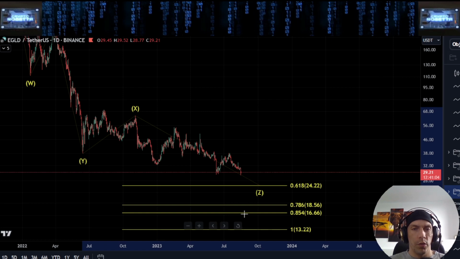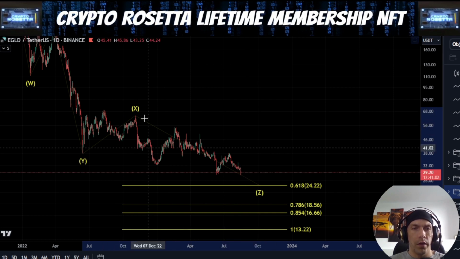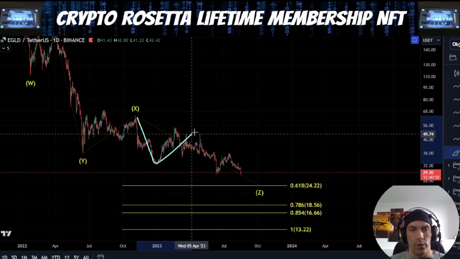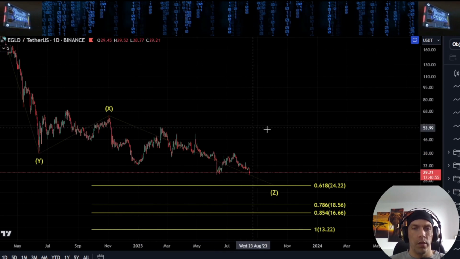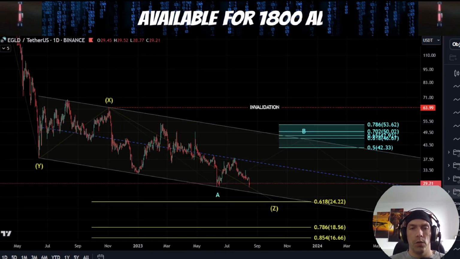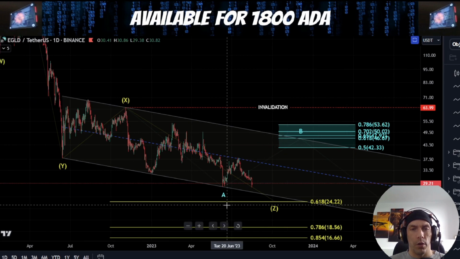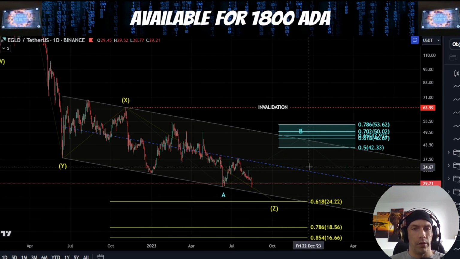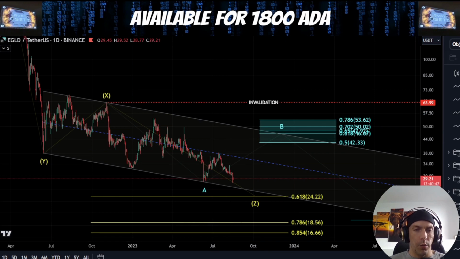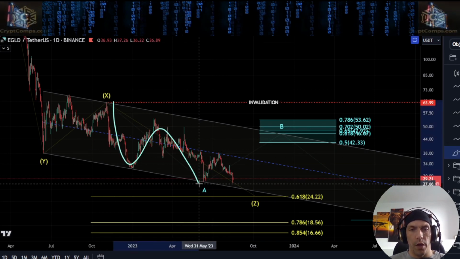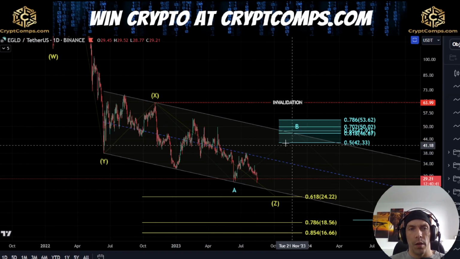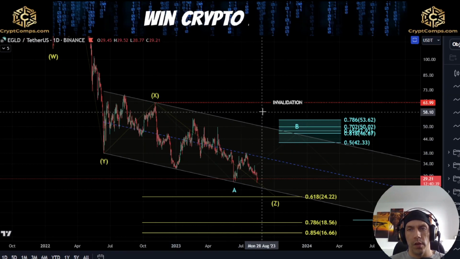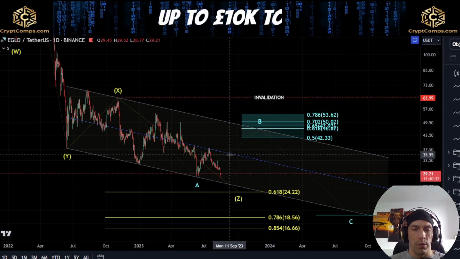Now, it is also possible here, instead of looking at this as a diagonal, what we could say is that we just have this as W, X, and Y. Now, if this is just a WXY pattern into this low, what this would mean is that this could still form a bigger corrective structure. Now, we don't like to see a WXY in a Z wave, and what I'd be looking out for here is that if this is WXY here, what we could start to see is a bigger B wave pattern playing out to the upside. Now, in validation of this idea, once again, will be this high of this 63.99.